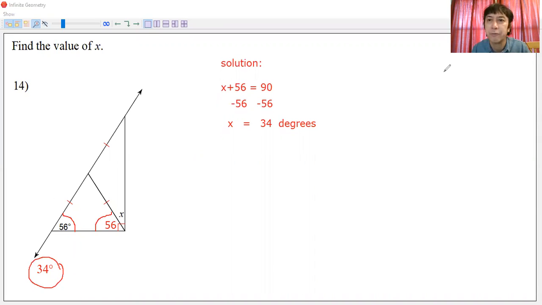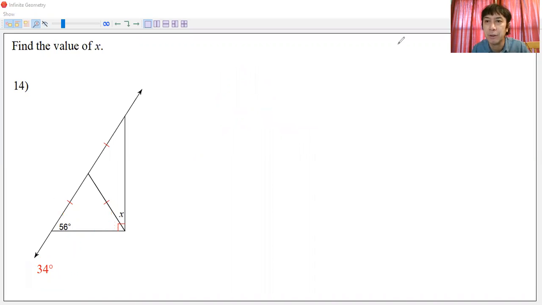Next is number 15. Let's continue with number 15. At least you should be able to see how you can solve sequentially, from the given up to the x, considering the definitions of an isosceles triangle.